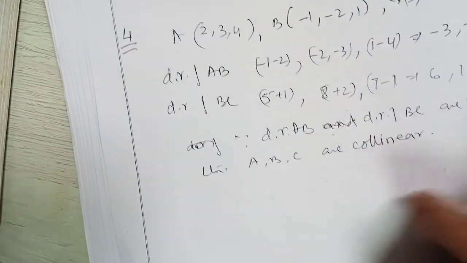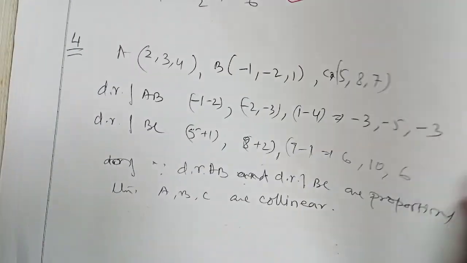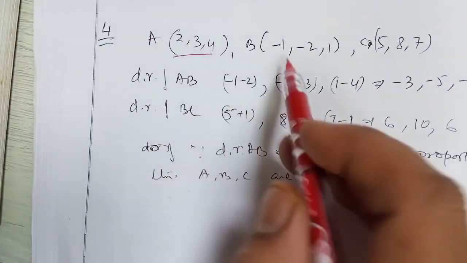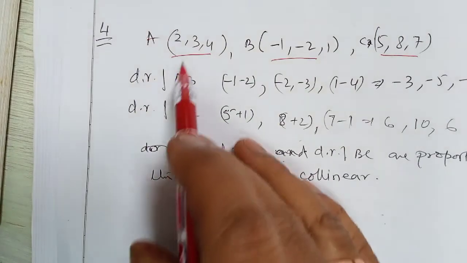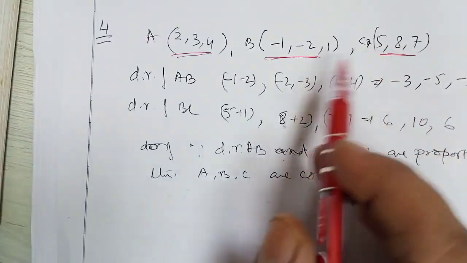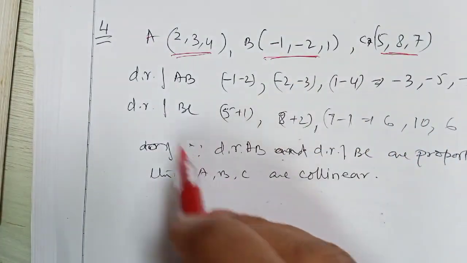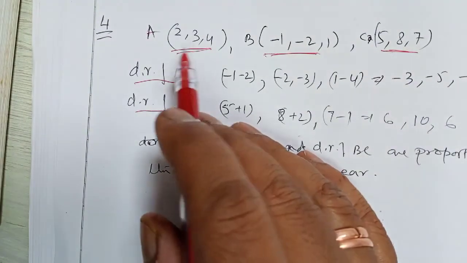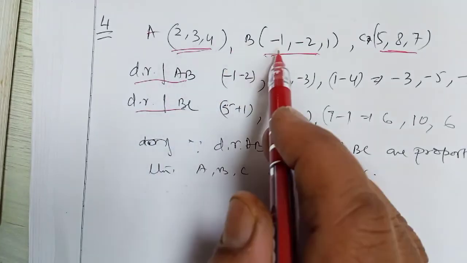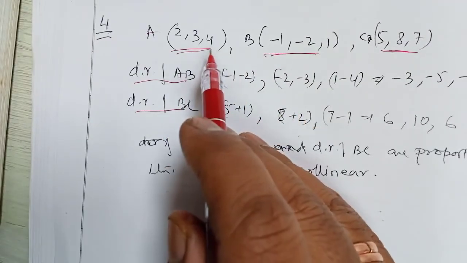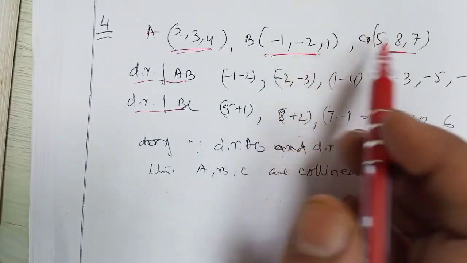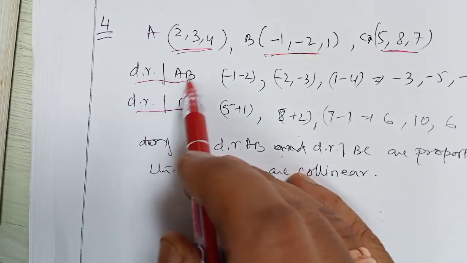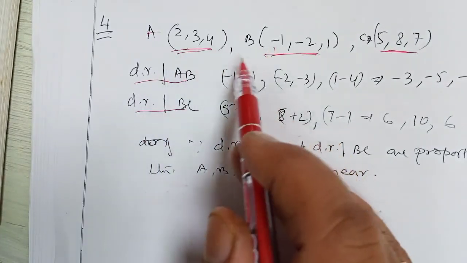Now question number 4. We have to prove that three points are collinear. Three points in space are given, and we have to prove they are collinear. So here we will learn another new method. Earlier we changed into vectors, then wrote one vector as a scalar multiple of another, then they are collinear. Now we will not change into vectors. We will find the direction ratio of AB, as we have just done.